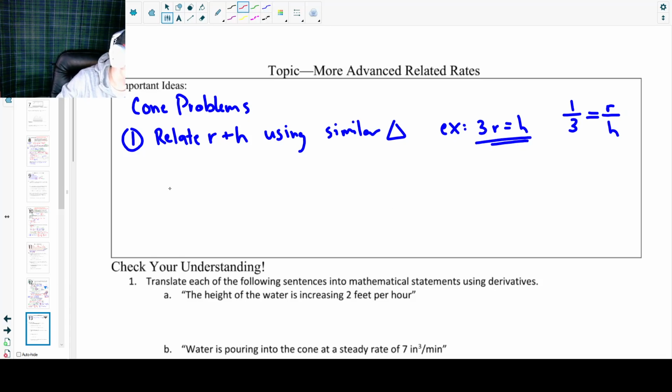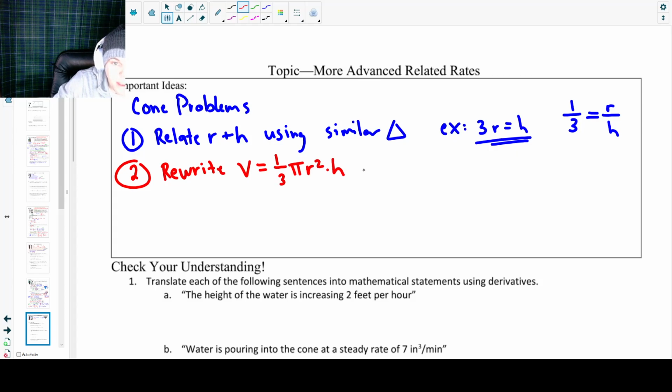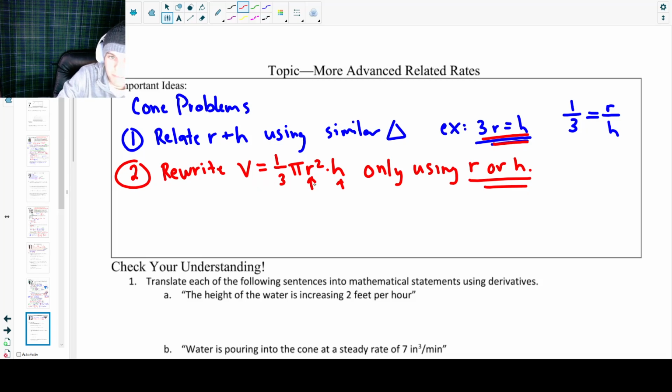Okay, what is the second thing we need to do? Second thing is going to be very common. We're going to try to rewrite the volume formula, which I'll go ahead and write out here, only using r or h. That's going to make things a lot easier. Now, that means replacing either r or h using our formula that we've established in this first step. Again, that gives us a volume that's only based on radius or only based on height, keeps things a lot more simple for us, right?